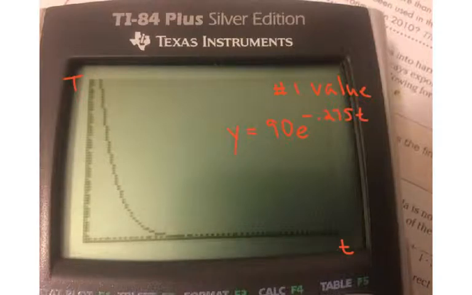Then what I'm going to do is go to second trace and hit number 1, value. When you do that, at the bottom of the screen it says x equals. Since we want to know what the value is when x equals 4, if you type in 4 and then hit enter, it will tell you 29.958, which is approximately 30.